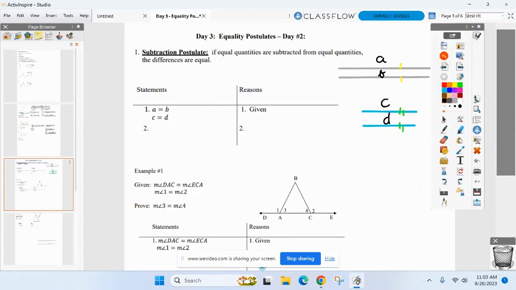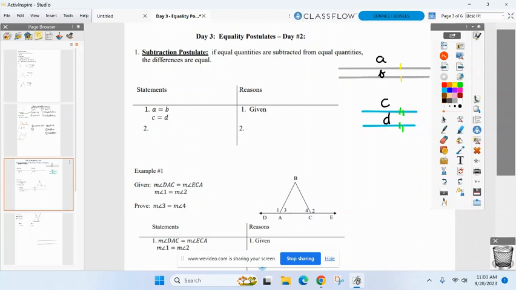Let's talk subtraction. How comfortable do you feel with addition from yesterday? Feel pretty comfortable and strong? Because subtraction is just the same thing. You still need two pairs, but now from the givens to the proof, my angles or segments are getting smaller. That's the only difference. I'm getting smaller.